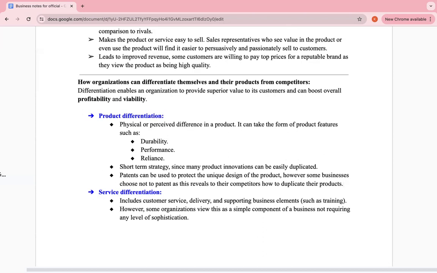Service differentiation. Okay, so it includes customer service. So usually this is with five-star hotels with the service, delivery and supporting business elements such as training. Okay, so this is usually for services, like for hotels, maybe even in restaurants. However, some organizations view this as a simple component of a business, not requiring any level of sophistication. So it depends on the organization, their values, their market segment. It's really dependent on how much the customer is paying. Usually, it's when the customer is paying a high-end, luxurious price.